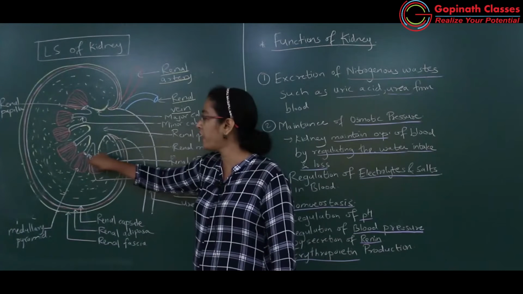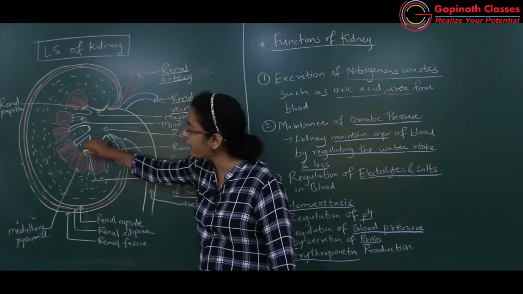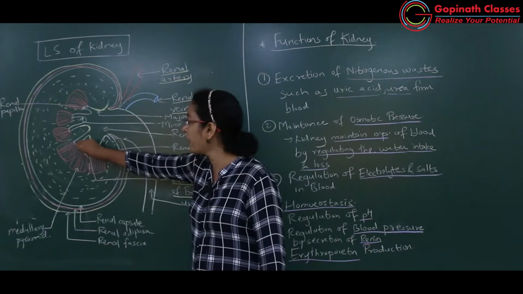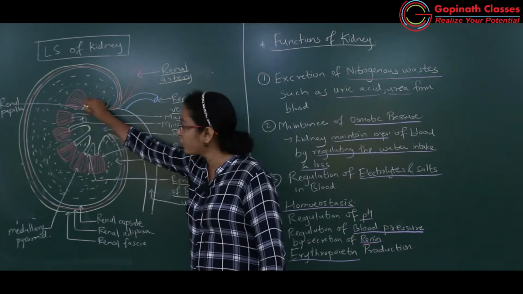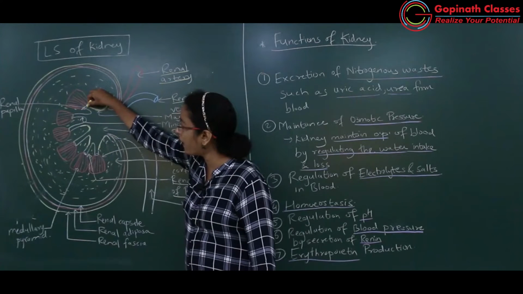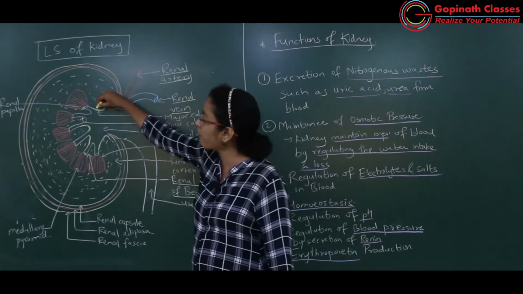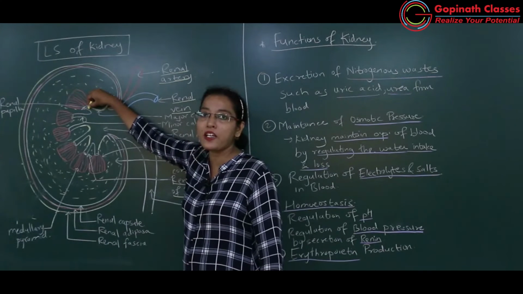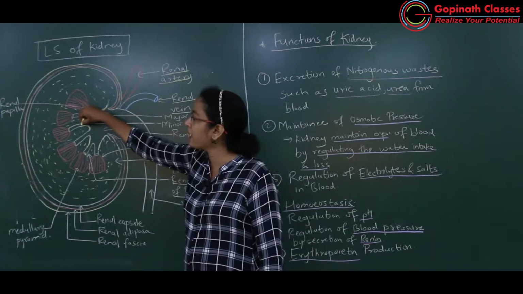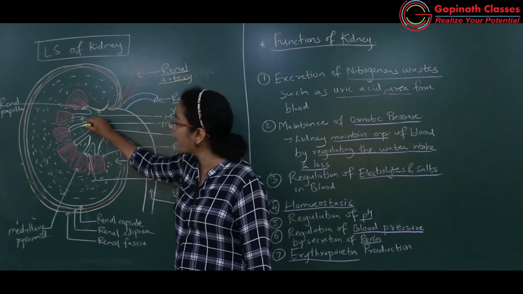So medullary pyramids, how many? 8 to 15 are there, and each medullary pyramid is having renal papillae. Okay, so many renal papillae are present. Look here. So these are the renal papillae, and each renal papilla is opening in the small tubular part, and this small tubular part is known as minor calyx. Okay, so minor calyx of many such medullary pyramids will join to form major calyx.